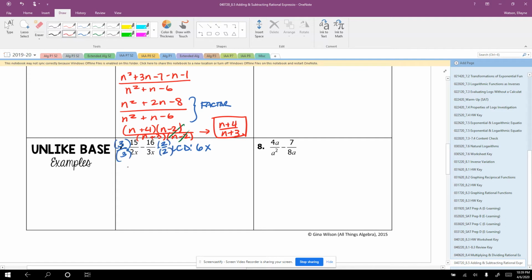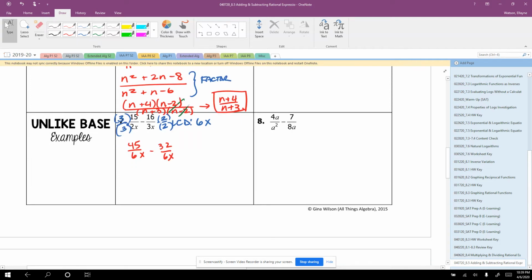So when we do that, we're going to get 45 over 6x. And then 16 times 2, so we'll get 32 over 6x. Well, now we can combine that, 45 minus 32, and we'll get 13 over 6x. We can't simplify it any further, so that is our final answer.